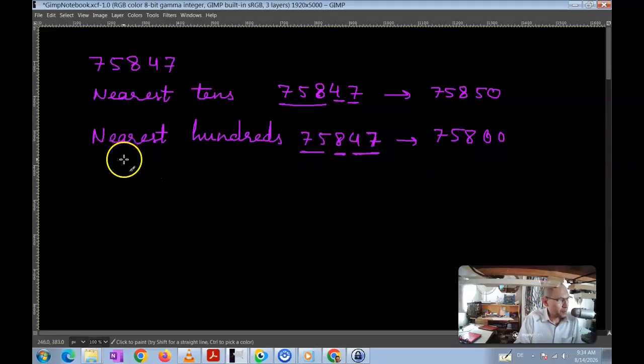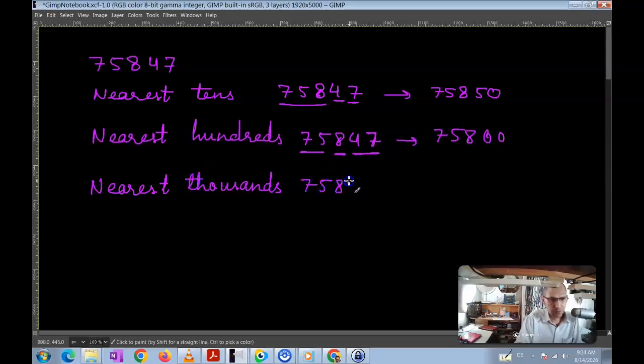And the 75,000 remains, of course, 75,000. Now the same number to the nearest thousands, you have 75,847. The thousands place value is right over here. You take a look at the next digit, which is an 8, which means that you would round up. Rounding up means that the 5 becomes a 6. These three digits are written as zeros, and the 7 is written as 7. So that's 76,000.